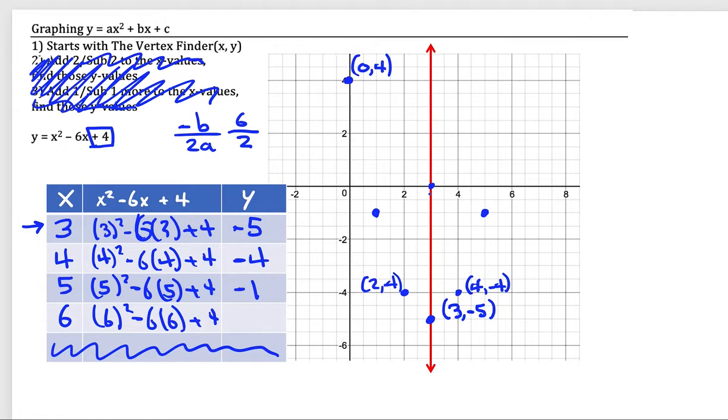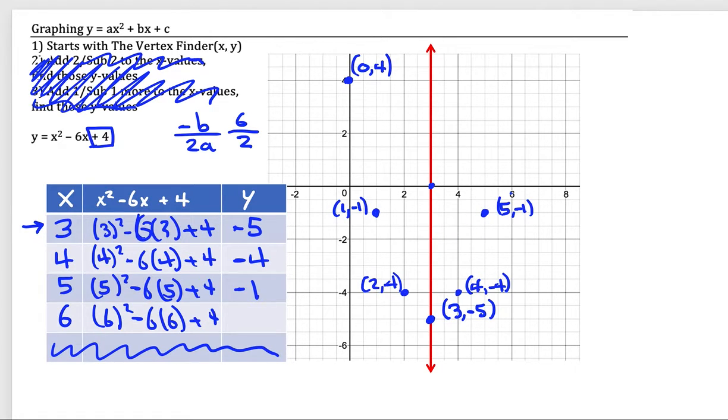Using the line of symmetry, the axis of symmetry, 2 units away, copy and paste, 2 units away. So one of our coordinate points is going to be (5, negative 1), and its mirrored image, that's the proper term, would be (1, negative 1).